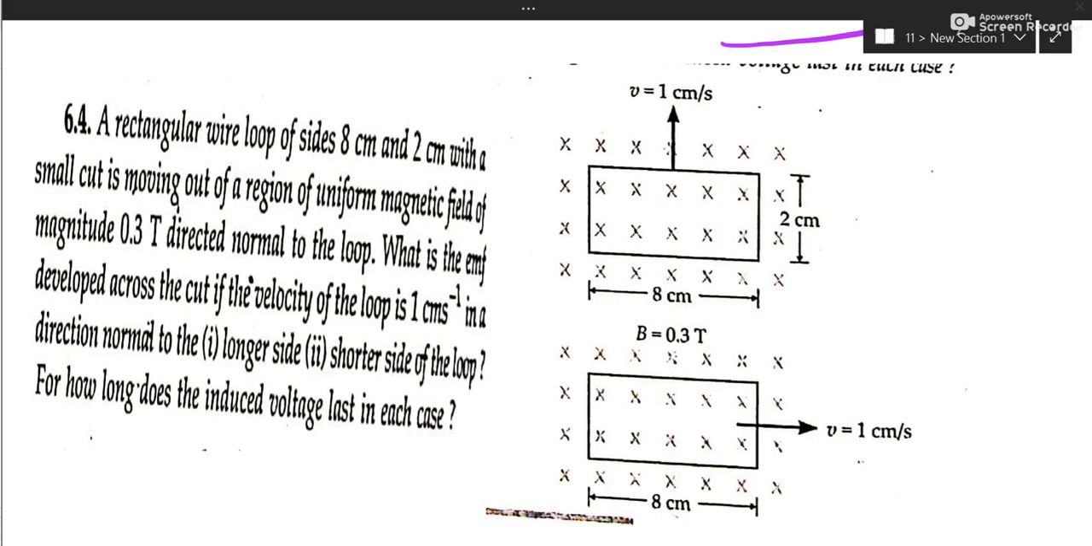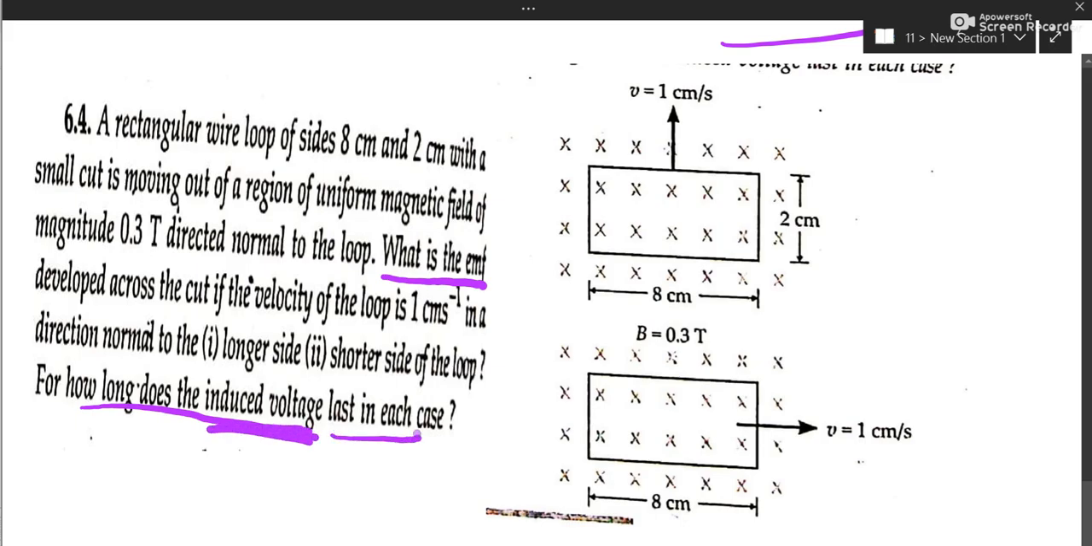So let us see the next question. In this, we have to find out what is the EMF and how long does the induced voltage, that is induced EMF, last in each case. So there are two cases. In the first case, this rectangular loop of metal is being pulled out this way with this velocity.